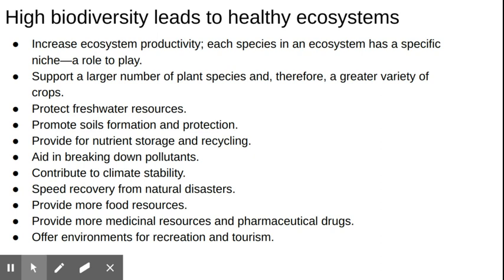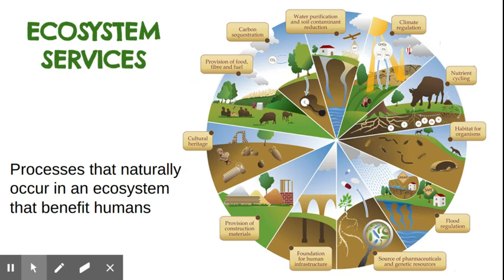Sorry, but a lot of these end up being benefits for people. So we see some things on here like protecting fresh water, breaking down pollutants, things like stability and food resources and drugs. So recreation, even. There's a lot of things that a healthy ecosystem with high biodiversity does that are good for people, even if we don't directly live in that ecosystem, but they provide some benefits. And so we call these things ecosystem services.